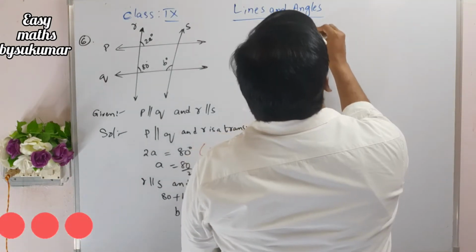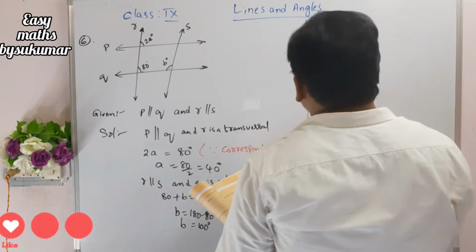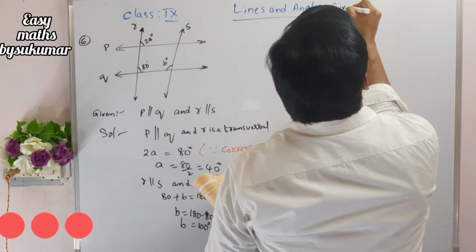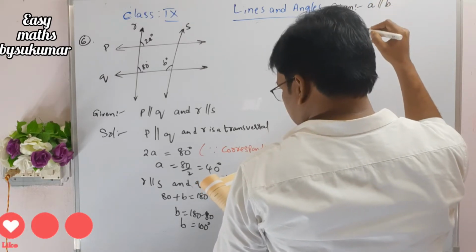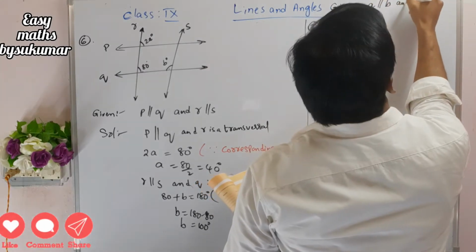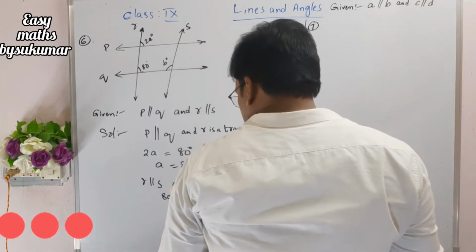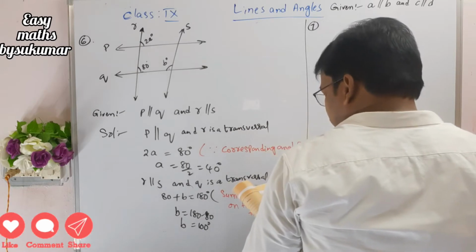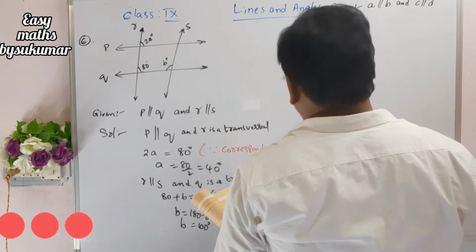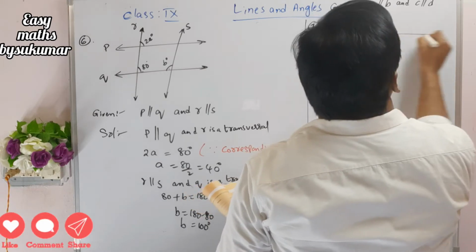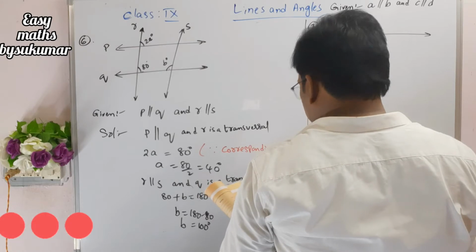in the figure, given A is parallel to B and C is parallel to D. Then find the angles that are congruent to angle 1 and angle 2. We have to find what are the angles which are congruent to angle 1 and angle 2.